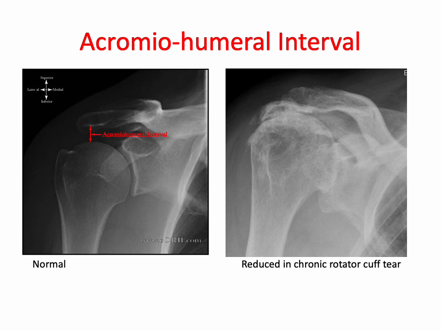Like I said, normal is about 8 to 12 millimeters, and in a chronic rotator cuff tear, we've lost that interval, and there's associated arthropathy of both the humeral head and the acromion.